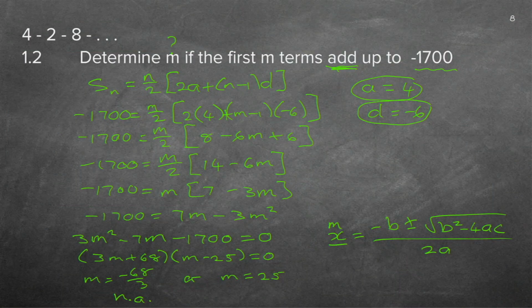Now, most probably you wouldn't have found those brackets, so you would rather have used this formula. You'll get exactly the same answers. And what did they ask now? They said, how many terms? So 25 terms add up to minus 1,700. And there's your answer. Good.